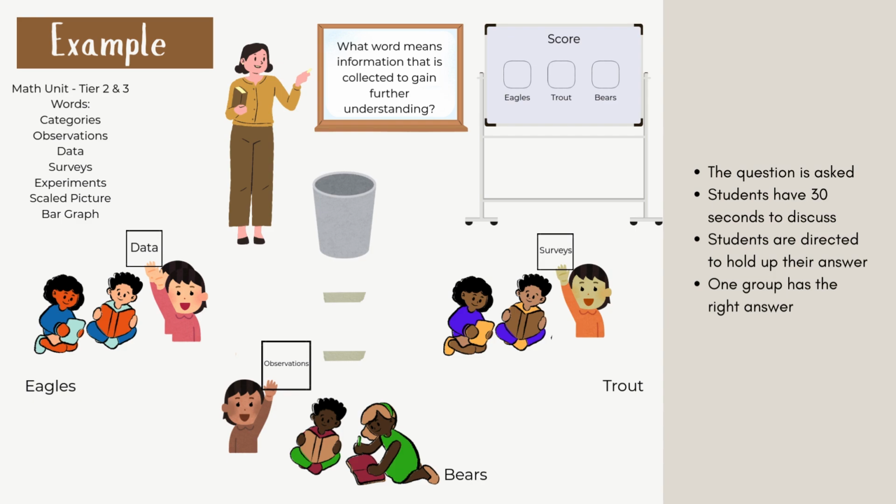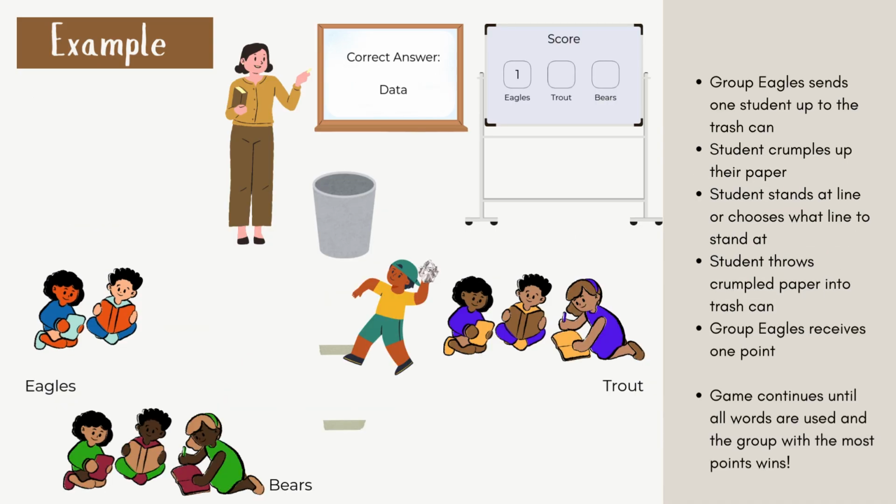The students have had their 30 seconds to discuss with their groups, and the students have now been directed to hold up their answer. We also see that they are using tier 2 and 3 words in their math unit that are listed on the side. So as the students hold up their answers, we can see that the Eagles group has the right answer.